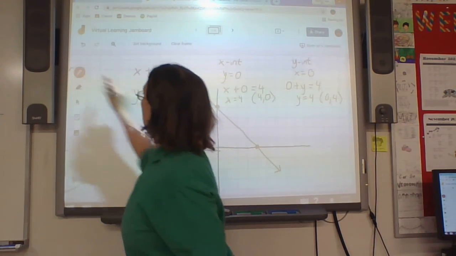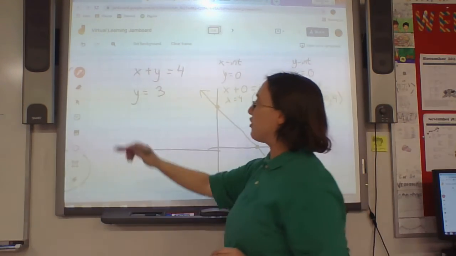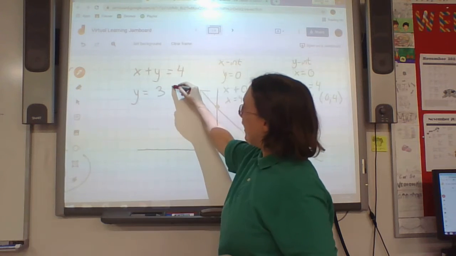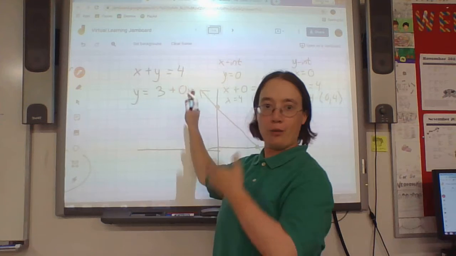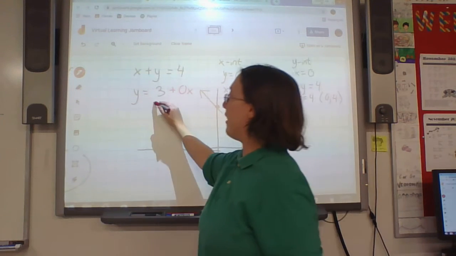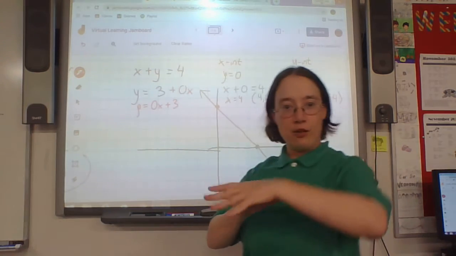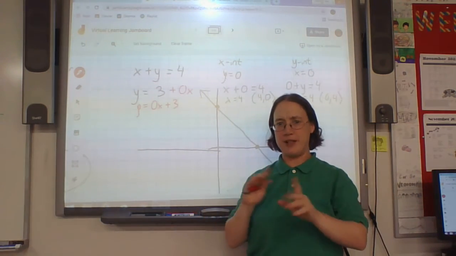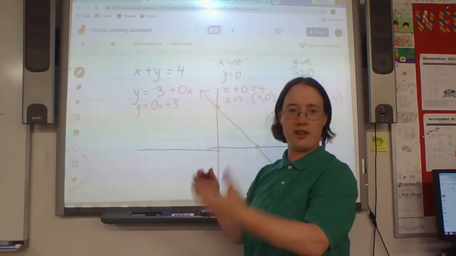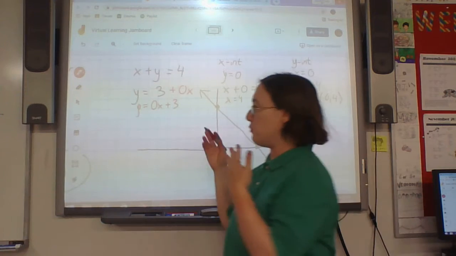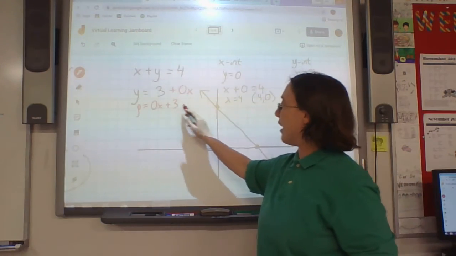Now, this other thing is one of the ones that we didn't get a chance to talk about yesterday. So if we don't have an x there, if we just have a y, I'm going to add a plus 0x on the end there. Or if you want to shuffle that around so it looks more like slope-intercept form, we could say that's a 0x plus 3. Now, the reason we can do that is 0 times anything is 0, even if that something is x. So 0x is really just 0. So this is really just saying 0 plus 3. Which is a little bit redundant, but it's going to help us as far as our line goes. So this is a y-intercept at 3.